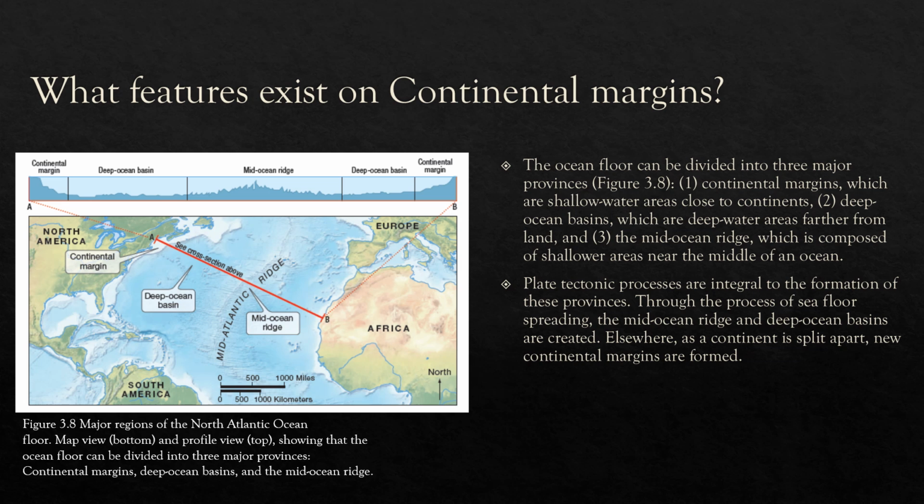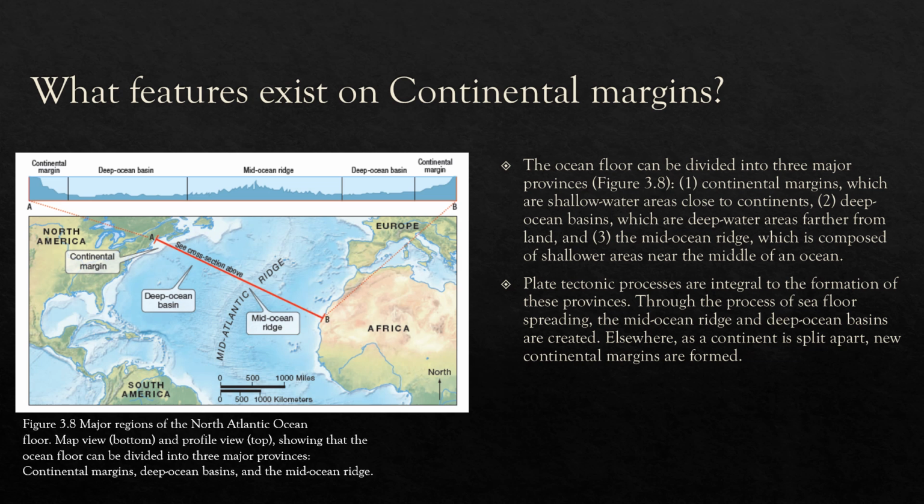So how are these provinces formed? These are plate tectonic processes, integral to the formation of these provinces. At the mid-Atlantic ridge, we have new magma addition, which further pushes the margins away. So through the process of seafloor spreading, the mid-oceanic ridge and deep ocean basins are created, and elsewhere, as a continent is split apart, new continental margins are formed.